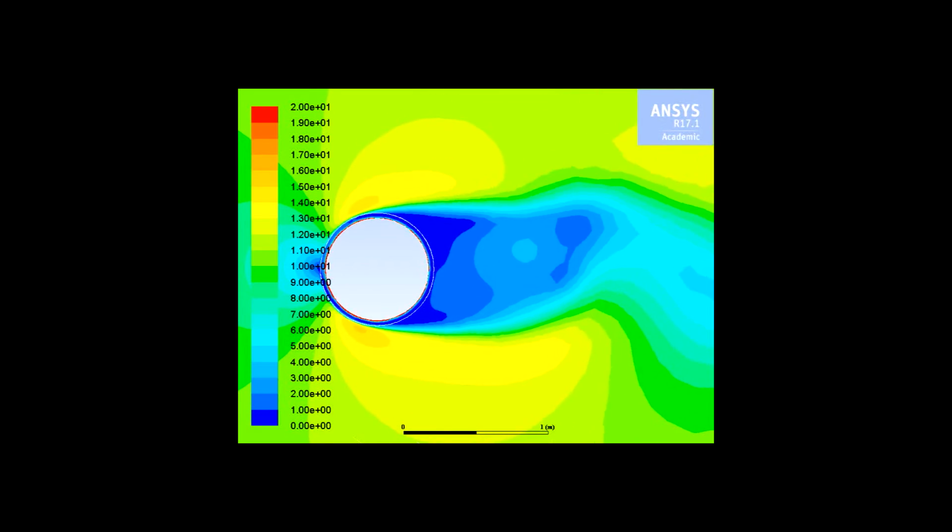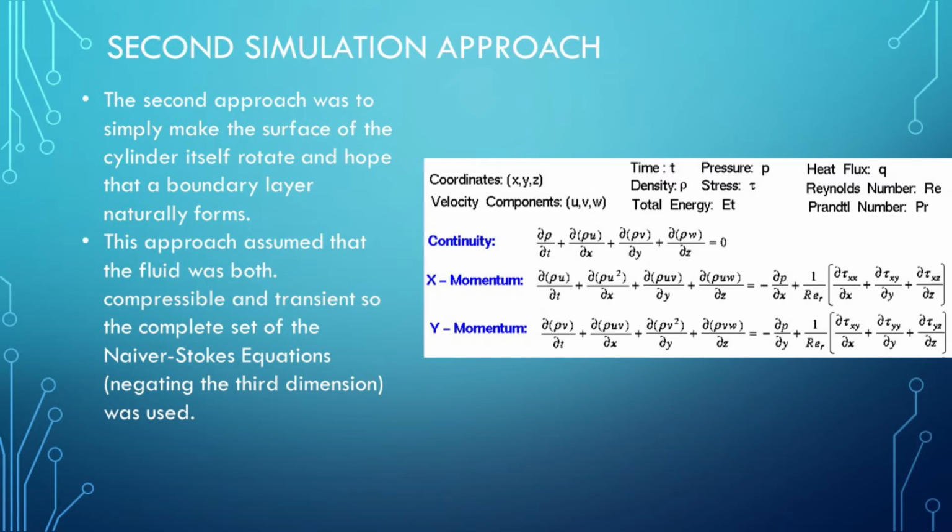The second approach was to simply make the surface of the cylinder itself rotate and hope that a boundary layer naturally forms. This approach assumed that the fluid was both compressible and transient, so the complete set of the Navier-Stokes equations, negating the third dimension, was used.